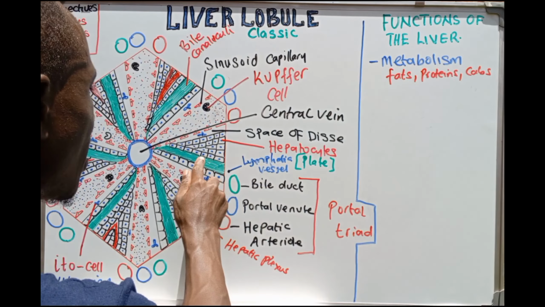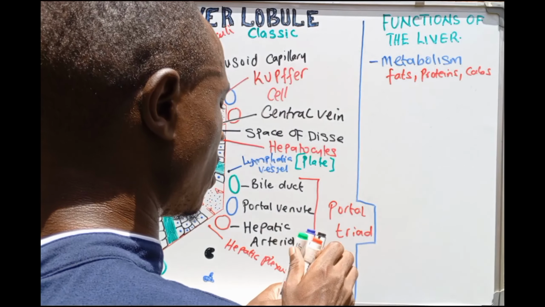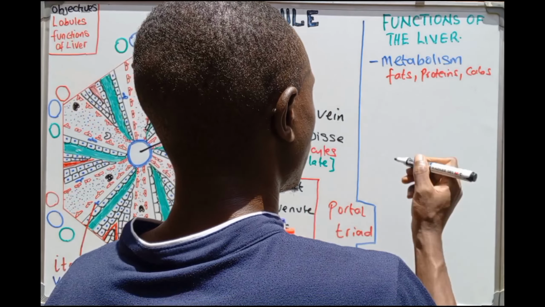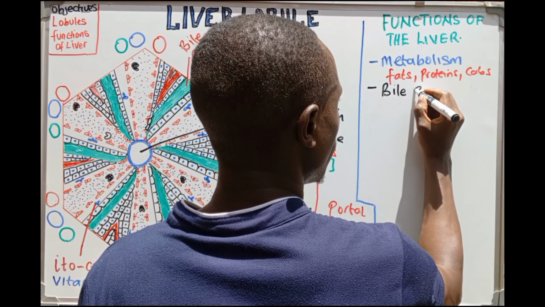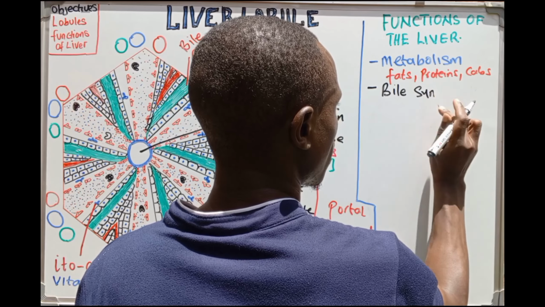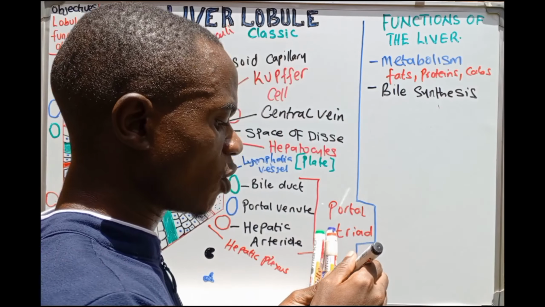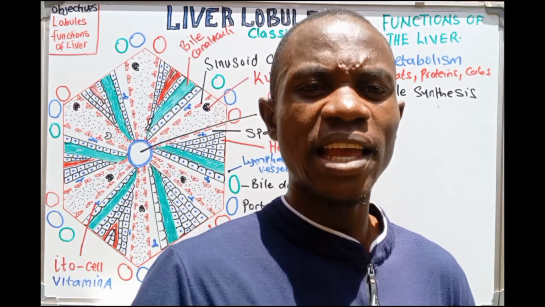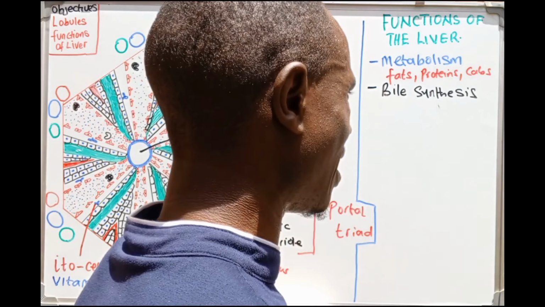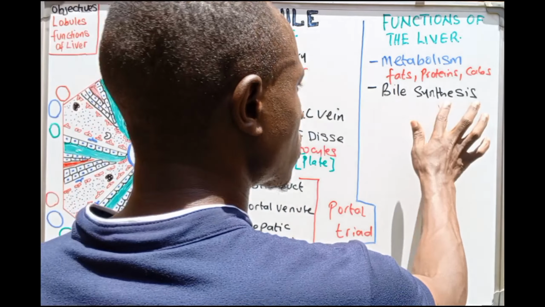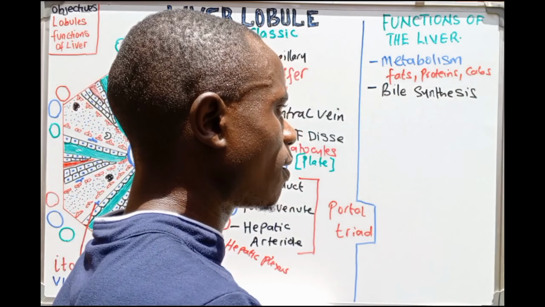We have seen that the hepatocytes synthesize bile into the biliary system. So the second function of the liver is bile synthesis. And of course, bile is very important in the emulsification of fats, which happens in the duodenum and other portions of the small intestine. A very important function of the liver, bile synthesis.